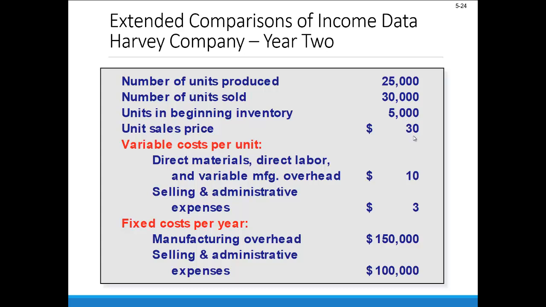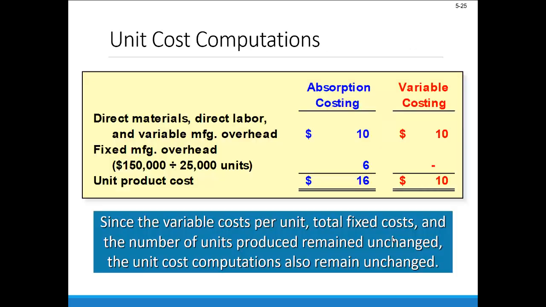Selling price is still $30 a unit. Variable costs per unit are still $10 for manufacturing costs and $3 for selling and admin. And we still have fixed overhead of $150,000 a year and fixed selling and admin of $100,000 a year. Our unit product cost determination has not changed in any way. Our fixed overhead and our variable cost of production were the same as the first year. So our unit product cost is still $16 under absorption costing and $10 under variable costing.